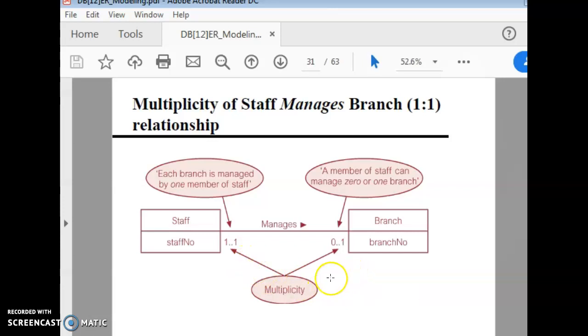Because there is a maximum of one branch for each member of staff involved in this relationship and a maximum of one member of staff for each branch. So we refer to this type of relationship as one-to-one. Now, if you are clear about this one-to-one relationship with this example, then you can easily understand one-to-many and many-to-many also.